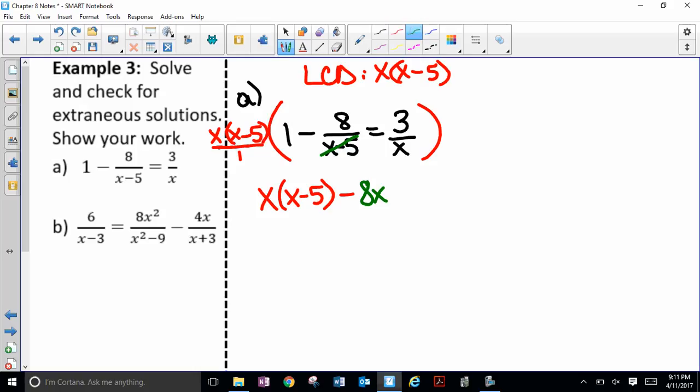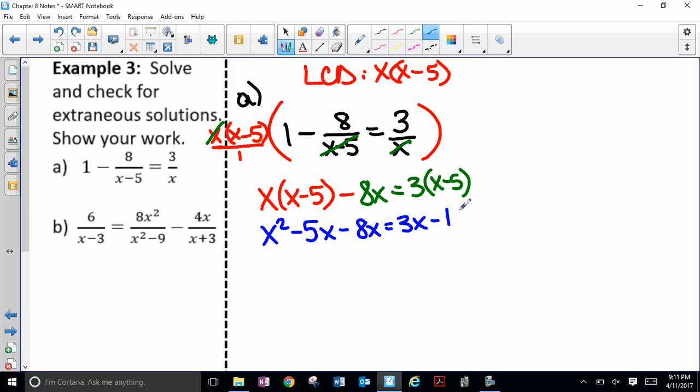And then on this one, the x goes with the x, so then you're left with the 3 times x minus 5. So again, if you pick your LCD correctly, then all of the denominators, all of the fractions should cancel, and you get an easier equation. Okay, now let's clean this up. So distribute on both sides, get this.